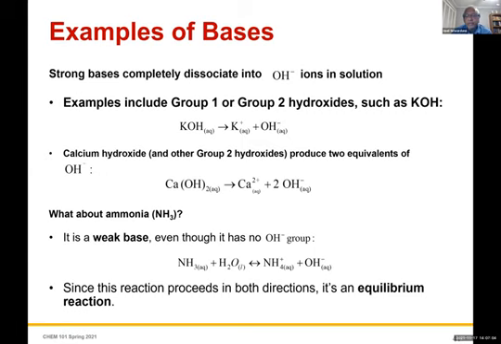Since the reaction proceeds in both directions, it is an equilibrium. It's a weak acid, weak base. Ammonia is a weak base. It produces only a limited number of ammonium ions. It's a weak electrolyte also because there are fewer ions in the solution.